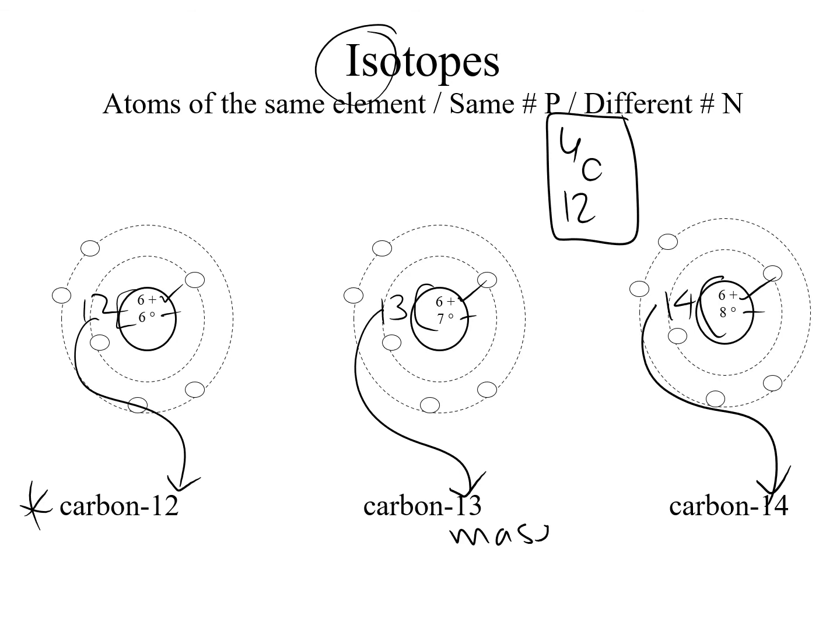Now, knowing that the atomic number for carbon is always 6, you can figure out how many neutrons are in an isotope of carbon. So yes, these are atoms, but they are isotopes of the same element because they have differing numbers of neutrons, and therefore their mass number will also be different.